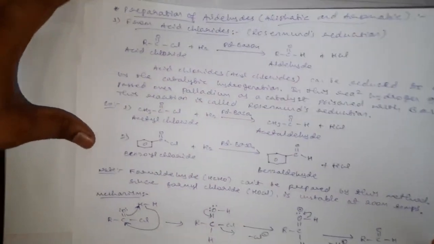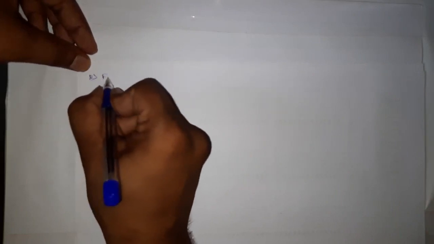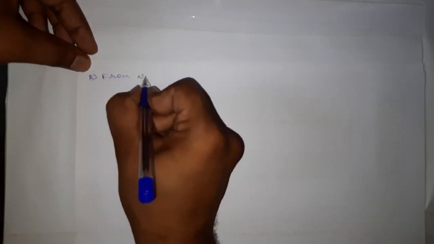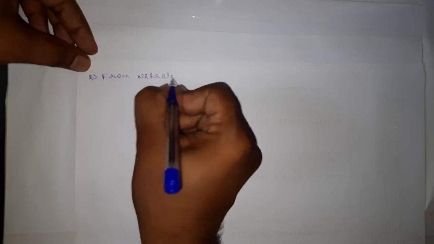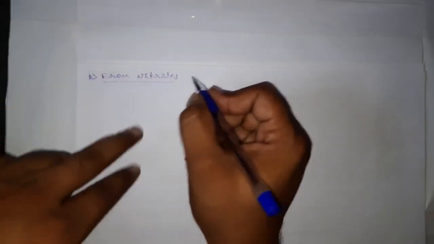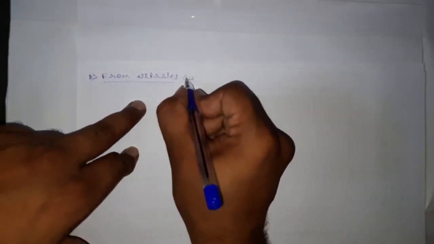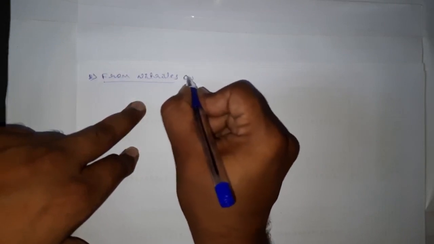This is the preparation of aldehydes from acid chlorides. Then next we are going to discuss the preparation of aldehydes from nitriles. Second method, the preparation of aldehydes from nitriles. These nitriles are also called cyanides.